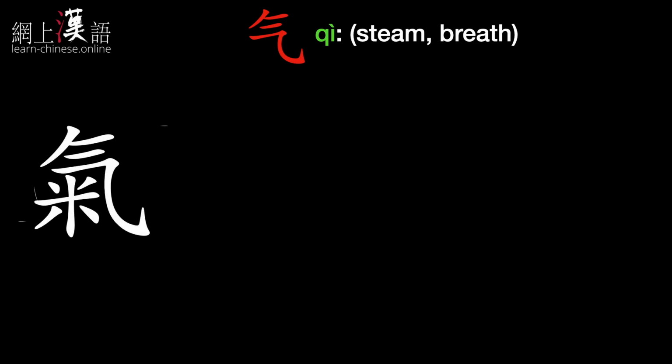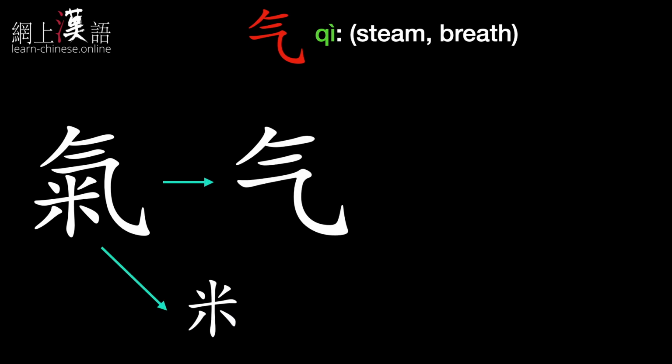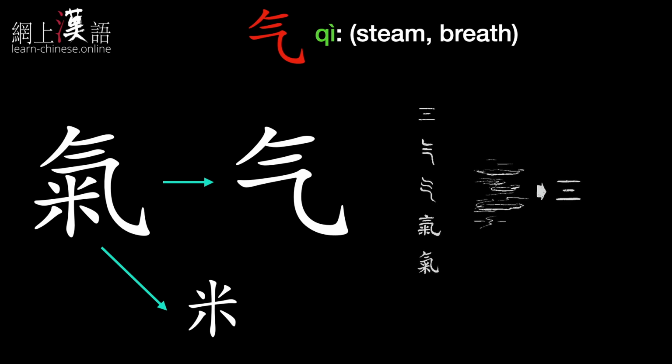Qi has a traditional script which is composed of the steam and the rice. Strangely, the oldest form of this Chinese character is the simplified version. It represented mist or haze. In Chinese philosophy, the notion of qi is very important. You have to know that traditionally, Chinese people see the world or the cosmos dynamically, and the qi represents its energy.